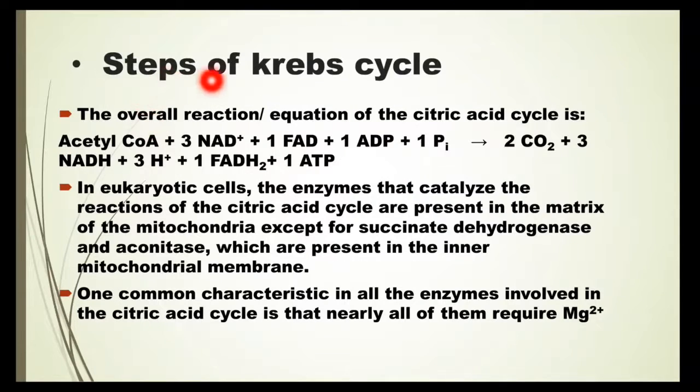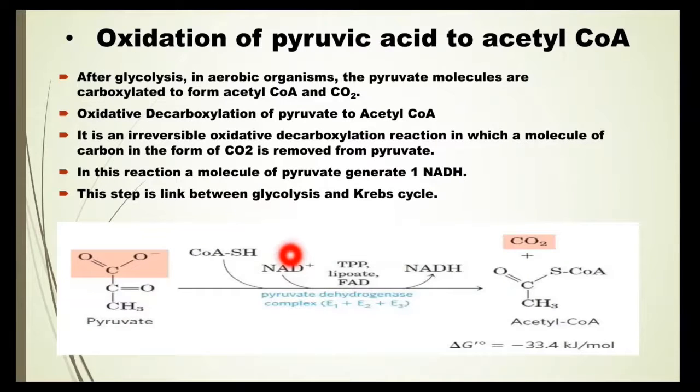So here are the steps of Krebs cycle. First of all, this is the overall equation or the reaction of the citric acid cycle. Then in eukaryotic cells, the enzymes that catalyze the reactions of the citric acid cycle are present in the matrix of the mitochondria, except for succinate dehydrogenase and aconitase, which are present in the inner mitochondrial membrane. One common characteristic in all the enzymes involved in the citric acid cycle is that nearly all of them require magnesium ions.